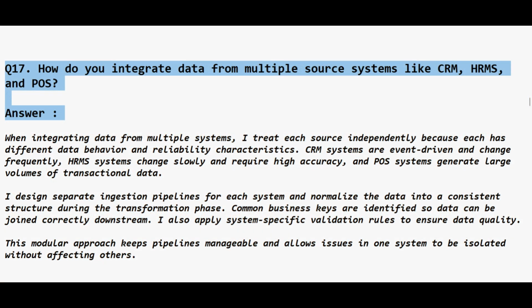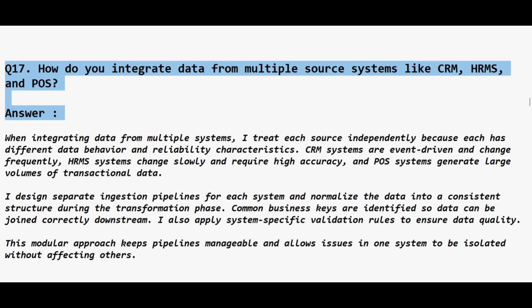Question 17. How do you integrate data from multiple source systems like CRM, HRMS, and POS? Answer. When integrating data from multiple systems, I treat each source independently because each has different data behavior and reliability characteristics. CRM systems are event-driven and change frequently. HRMS systems change slowly and require high accuracy, and POS systems generate large volumes of transactional data.